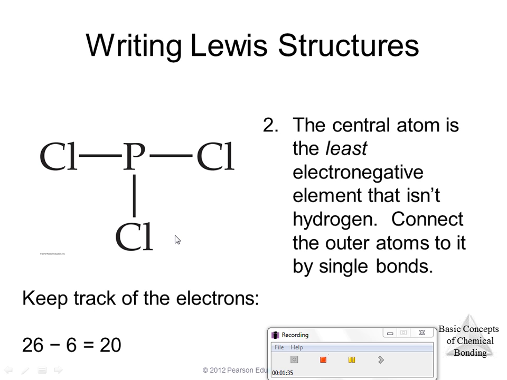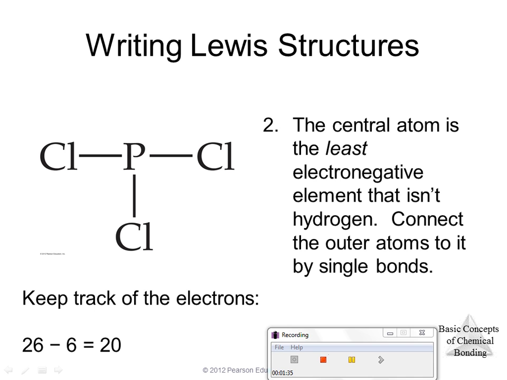Next, we make a skeleton structure, meaning we're going to link things together to get a starting point. Central atom is always the least electronegative. Hydrogen is always surrounding. Halogens are usually surrounding. Carbon, that's a likely suspect to be a middle type of atom. When we link them all together, we're going to put single bonds around the phosphorus.